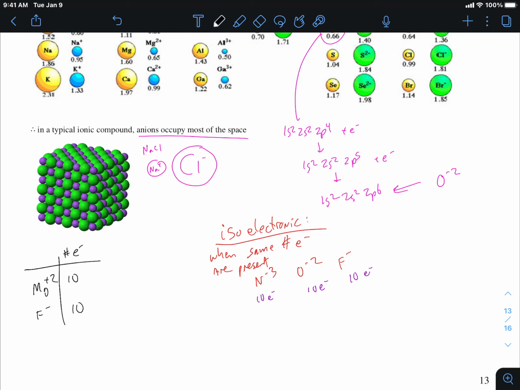What is governing their size? What other subatomic particle would be useful to talk about right now? Okay. And so magnesium has 12 and fluorine has 9. So which of these is larger? F minus. F minus is larger because they have the same electron configuration, but the one with the most protons is attracting electrons inward more. Okay, so something like that.